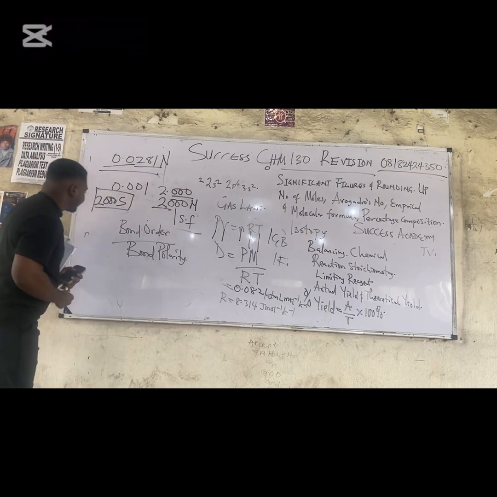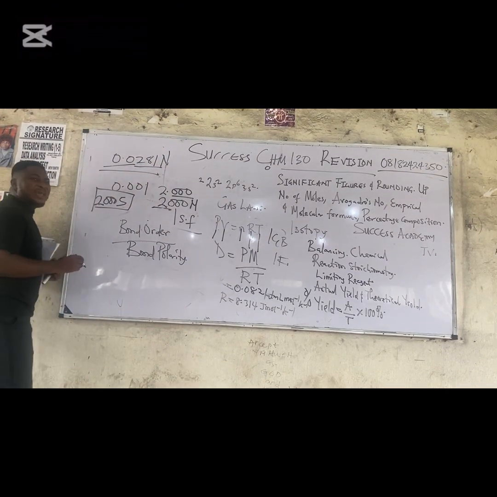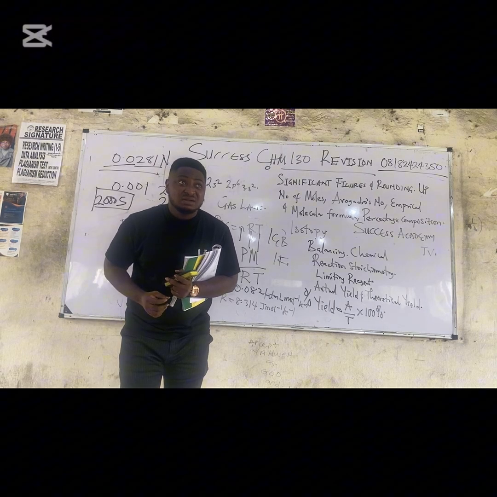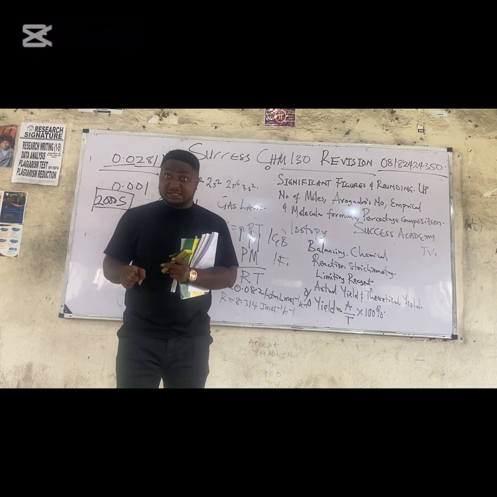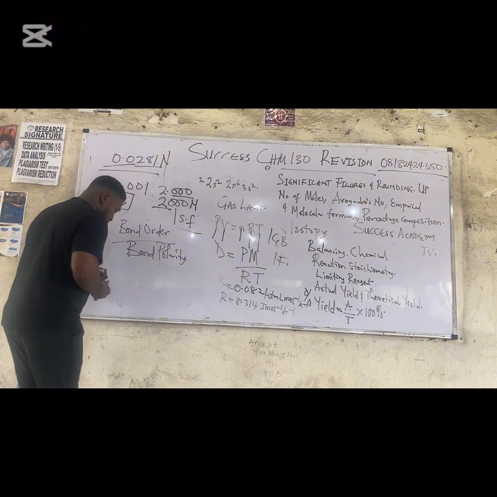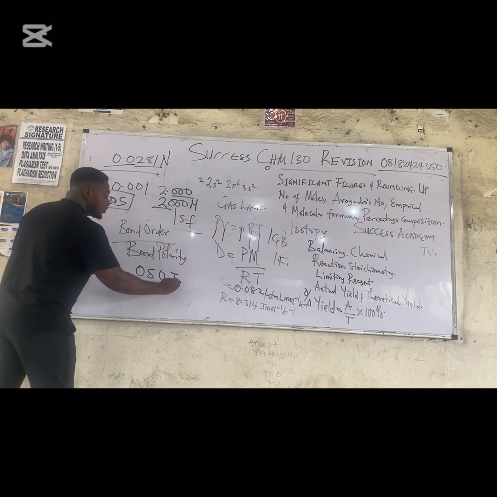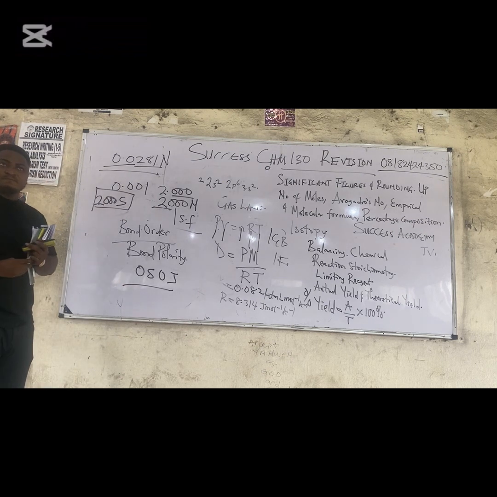Now, class. Anytime a zero is trapped between 2 non-zero digits, it becomes significant. Class, 0.050 joules has how many significant figures? Think well. You know I'm good at confusing you.